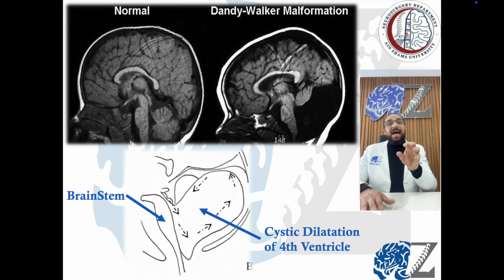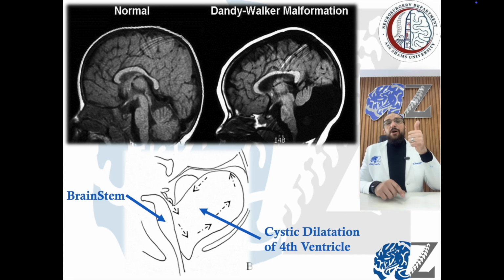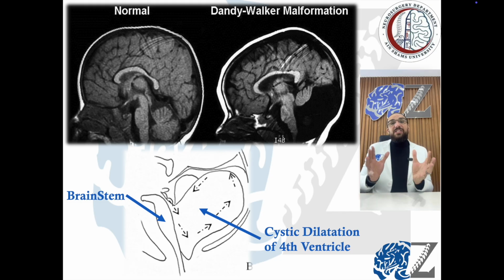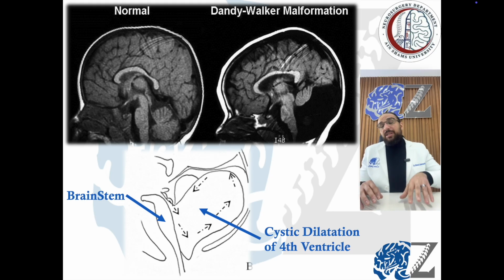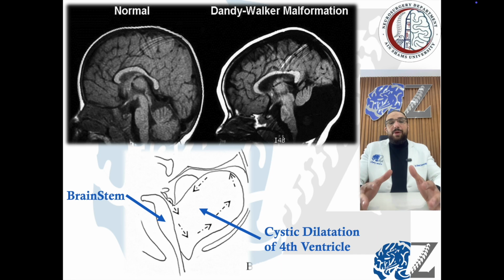This patient has a large posterior fossa, as we're going to see today, accompanied with vermian agenesis. There is agenesis of the cerebellar vermis or hypoplasia of the vermis. And number three, we have a dilated fourth ventricle, a cystic dilatation of the fourth ventricle. The presence of these three criteria, large posterior fossa, vermian agenesis or hypoplasia, with cystic dilatation of the fourth ventricle, makes us say that this is a Dandy-Walker malformation.